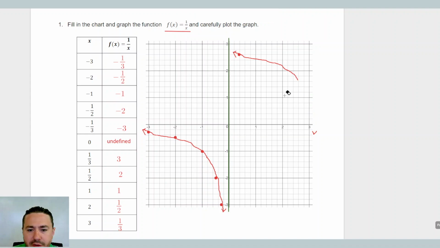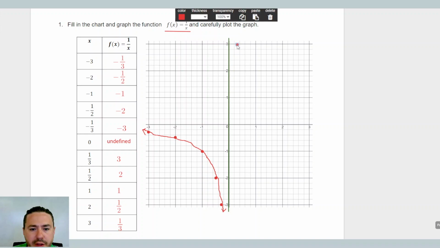What's the fact? Here we go. Okay. So the first point should be at 1/3, comma 1. I'm sorry, 1/3, comma 3. So it's going to be roughly here. And then the next one is at 1/2, comma 2. And then 1, comma 1.